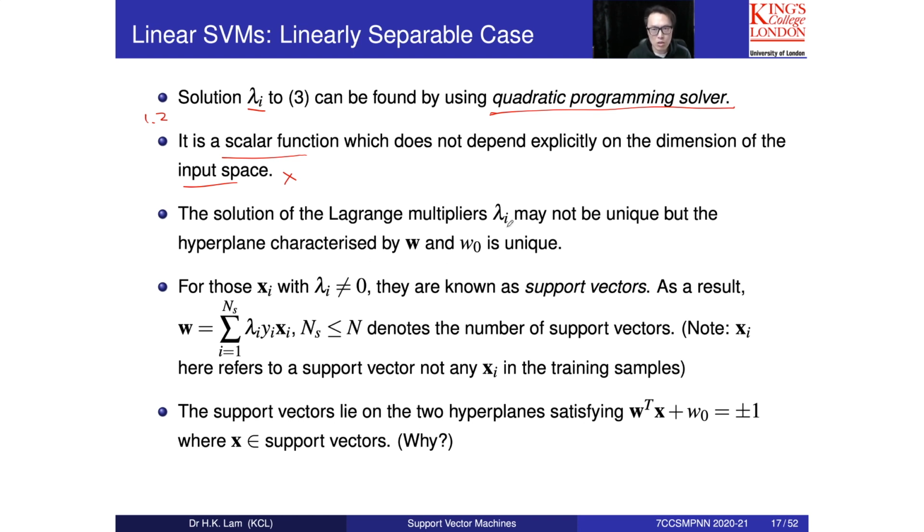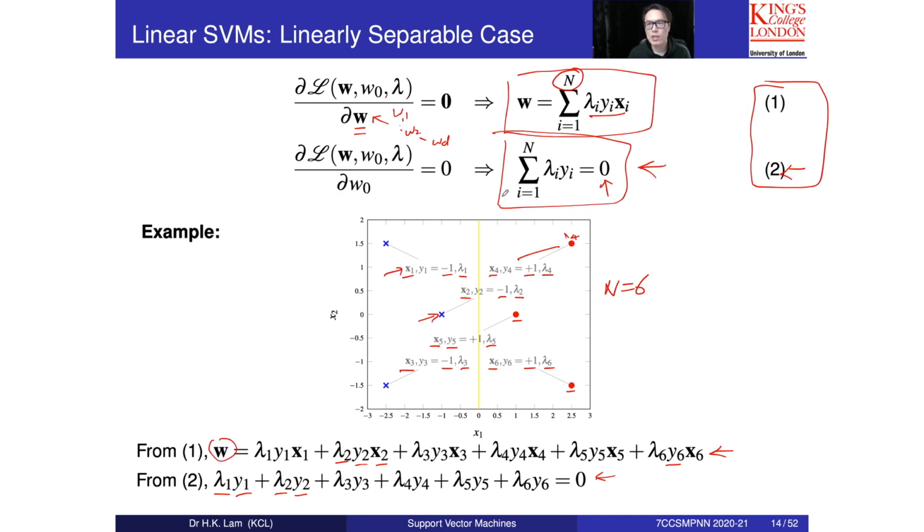Also, lambda I may not be unique. That means when you use a different way to solve it, the lambda value may change. But according to 1 and 2, no matter which set of lambda solutions it is, it will give you the same W. So for different lambda, if they are solutions, W will be unique.